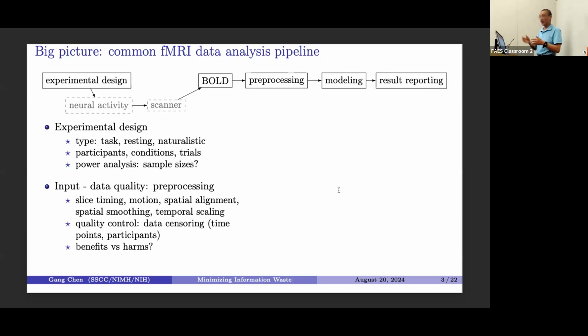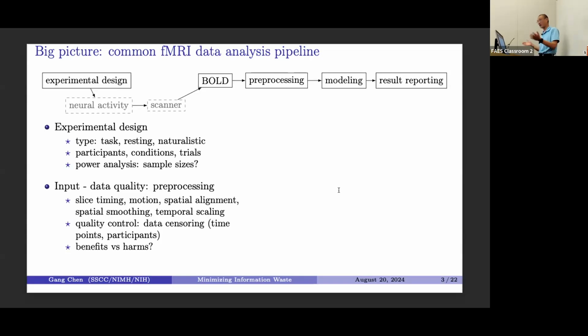Then nowadays people also recommend quality control, right? So if some data are really bad, should we remove them? That's called censoring. Some data points we want to remove because of scanner irregularity, because the scanner has some problems at particular time points, or due to head motion. If the head moves too much at some data points, you may want to remove them. Those are typical post hoc procedures to perform the quality control step. Those are necessary, and usually we consider them beneficial, but sometimes they can be harmful too. How do we balance the two, the trade-off?